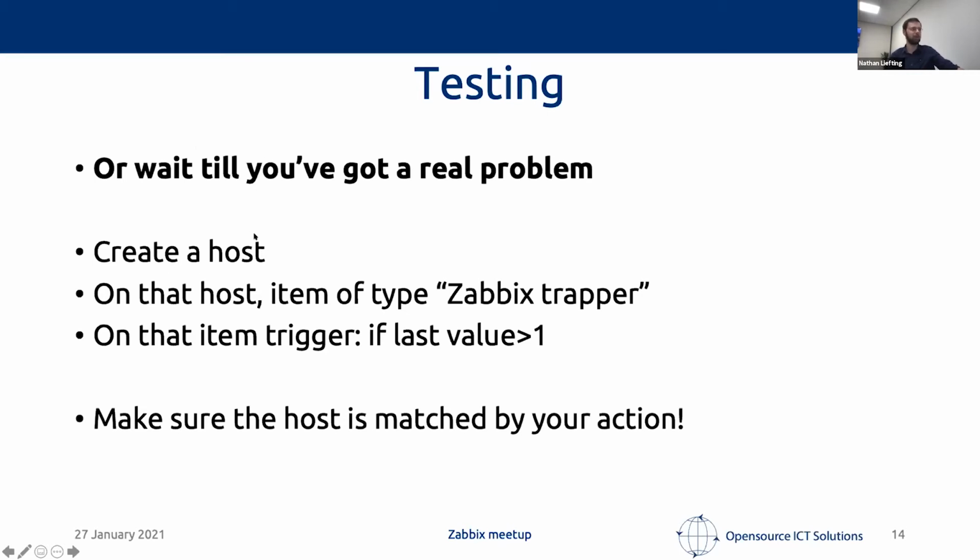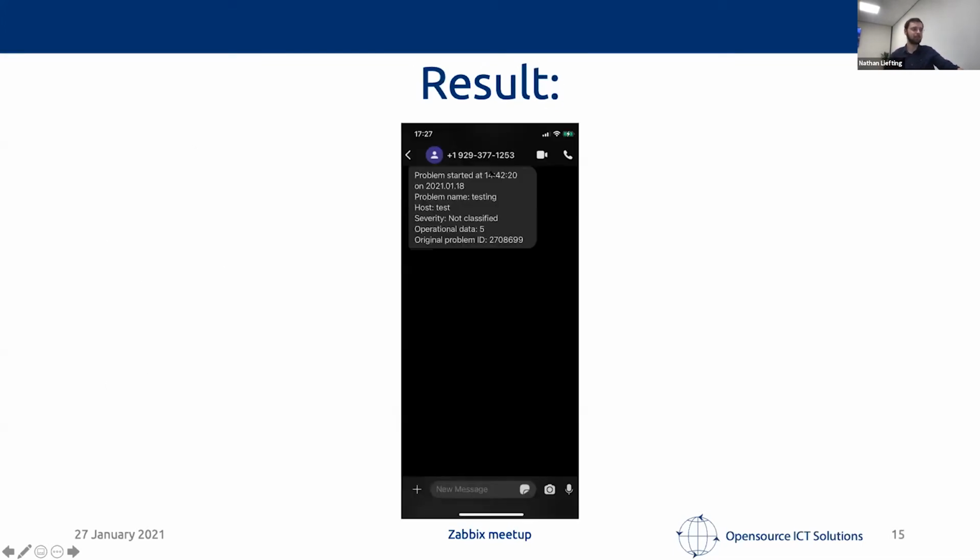Or if we want, we can create a little test for this. We can create a host, put a Zabbix trapper item type on that host, create a new trigger based on that item key, and set the last value higher than 1. It should create a problem in your front end, and you should receive a message. And it's going to look like this.